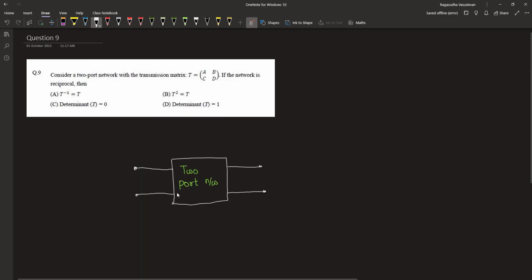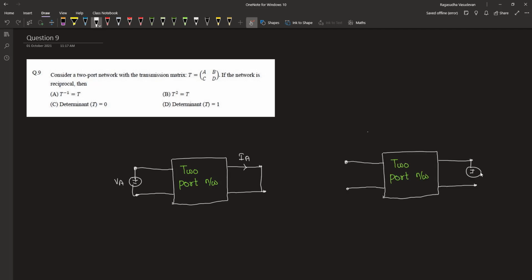In the problem, it is given that this is a reciprocal network. Therefore, it means that when a voltage of, let's say, VA is applied at the input port, then a current of IA is induced at the output port. If this is a reciprocal network, then when we apply a voltage of VA at the output port, the same current of IA will be induced in the input port. Let us label this as case 1 and this as case 2.